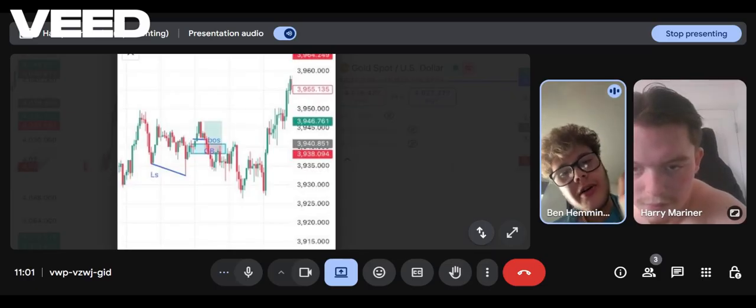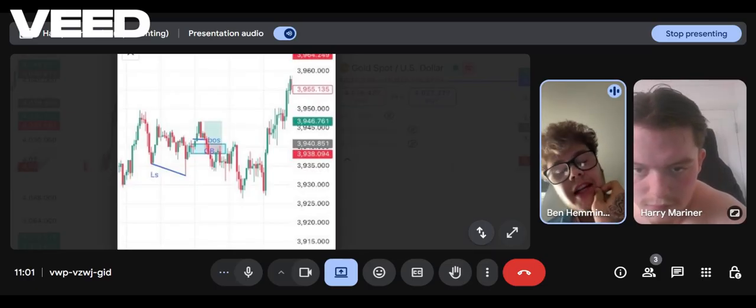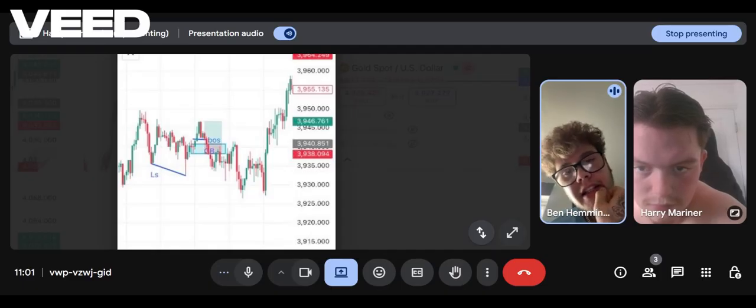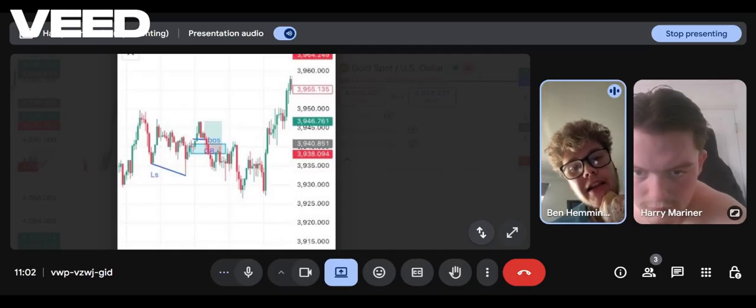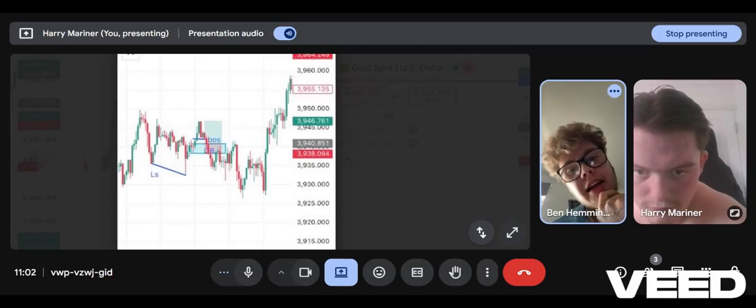Apart from the psychology part, again, I just messed up on the analysis. I completely focused on the smaller liquidity sweep from the sell side and completely missed the buy side liquidity that was there. I'm not 100% confident, but I'm pretty sure this was against daily bias.